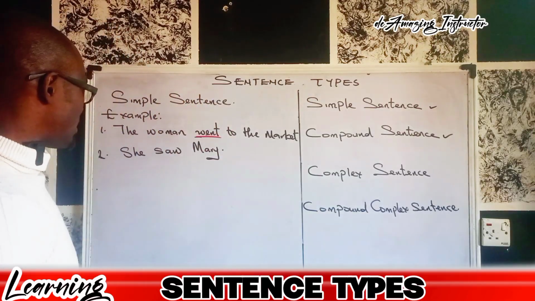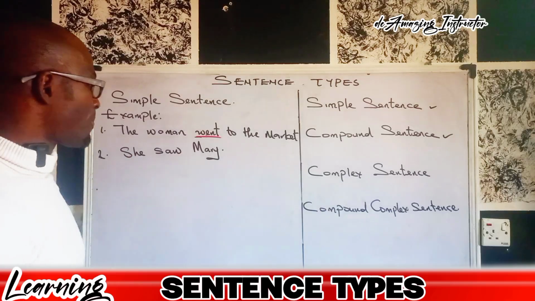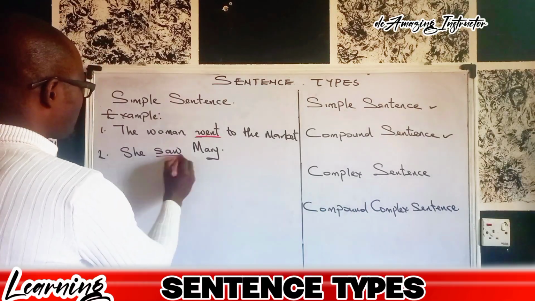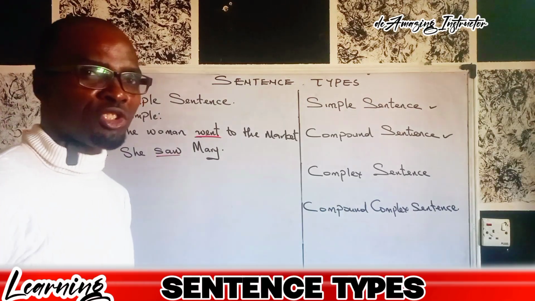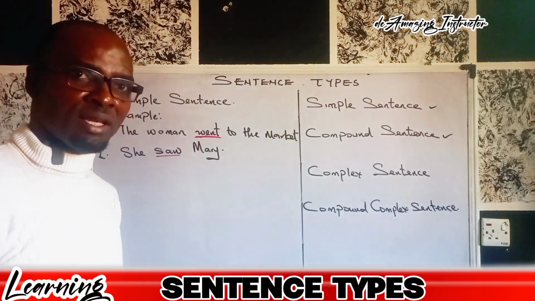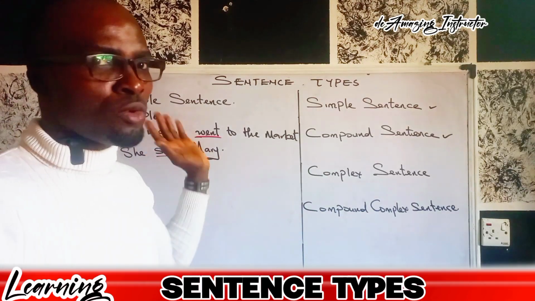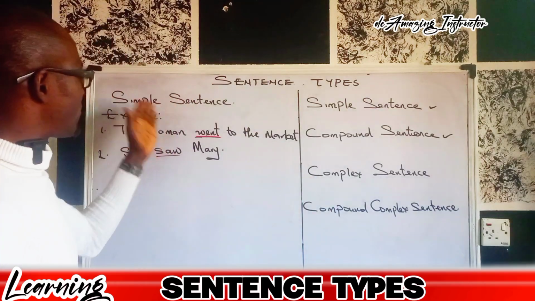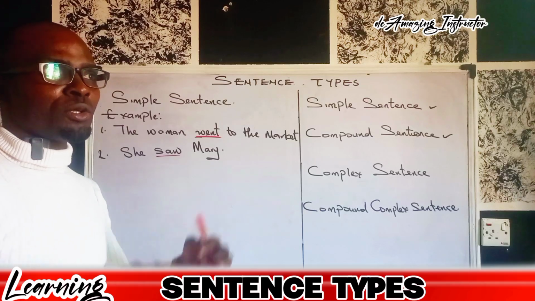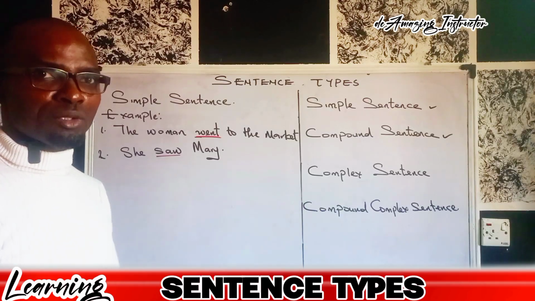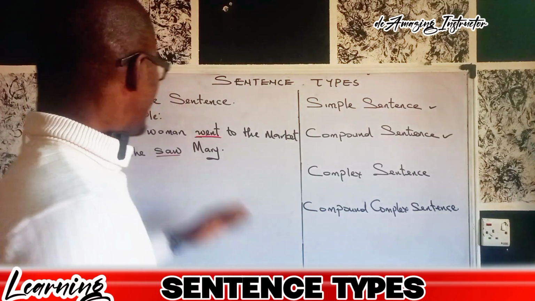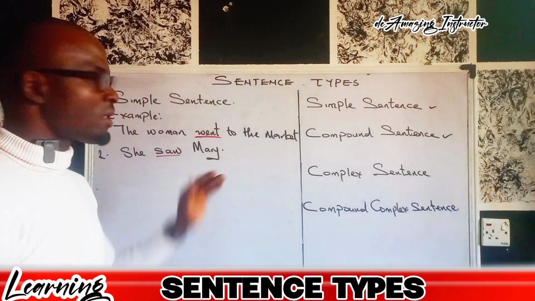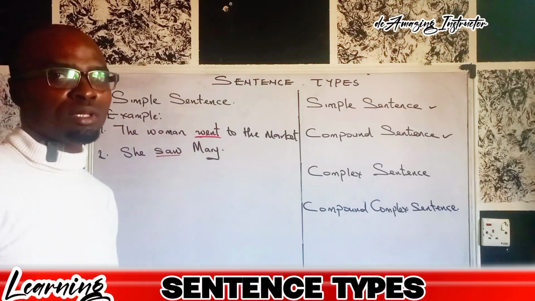Now let's look at the second sentence here. She saw Mary. The single verb featured here is saw. And this verb makes it project a single idea. What is the idea? That she saw Mary. No other message is being conveyed there. These are examples of simple sentences. So you can form more examples on your own. The woman went to the market. She saw Mary. Simple sentences.